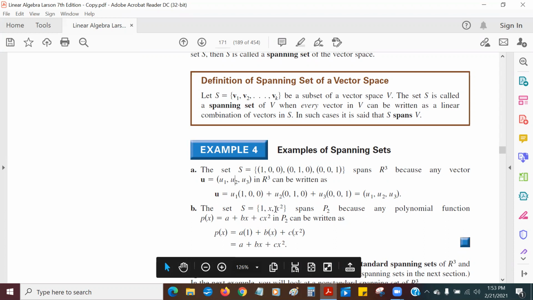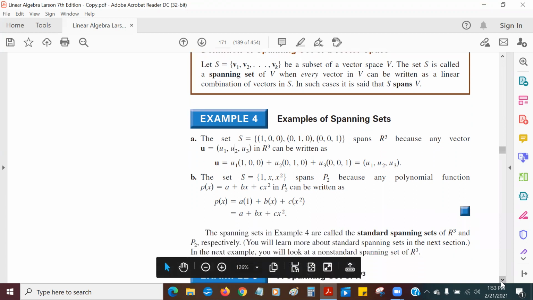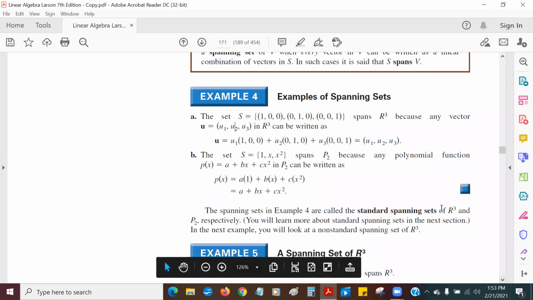So I use all three vectors in this set here. So we're good. Any polynomial of degree 2 or less can be written as a linear combination of these three vectors. I'm calling them vectors now. You get it? So these are called the standard spanning sets, because they're very simple and basic and obvious.